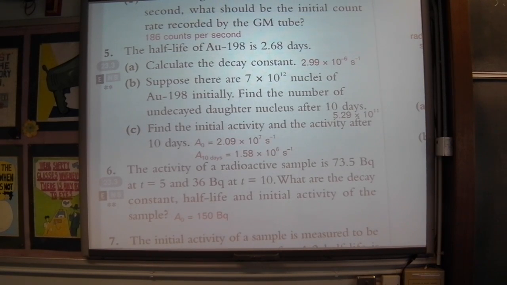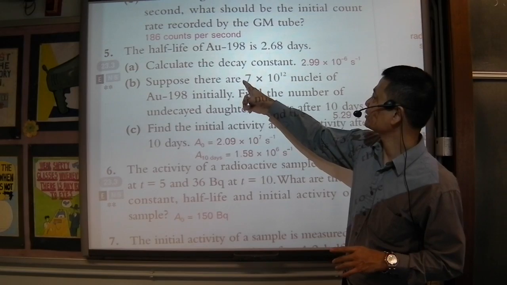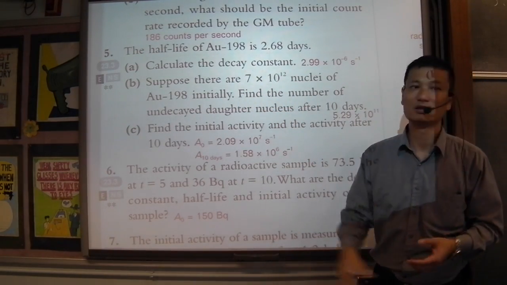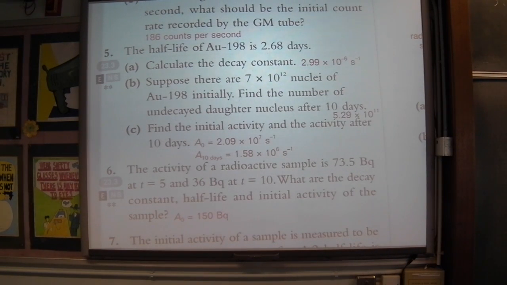Not exact, but approximate. So be close enough to this number. So this is 1 mole of that. Now, there are 7 times 10 to the power 12 nuclei initially. How many moles for that number? Now, number of moles equals 7 times 10 to the power 12 divided by the number of particles in 1 mole. That is 6.02 times 10 to the power 23. How many particles are in 1 mole? It is 6.02 times 10 to the power 23. And originally you have 7 times 10 to the power 12 particles. So you have what fraction of 1 mole?